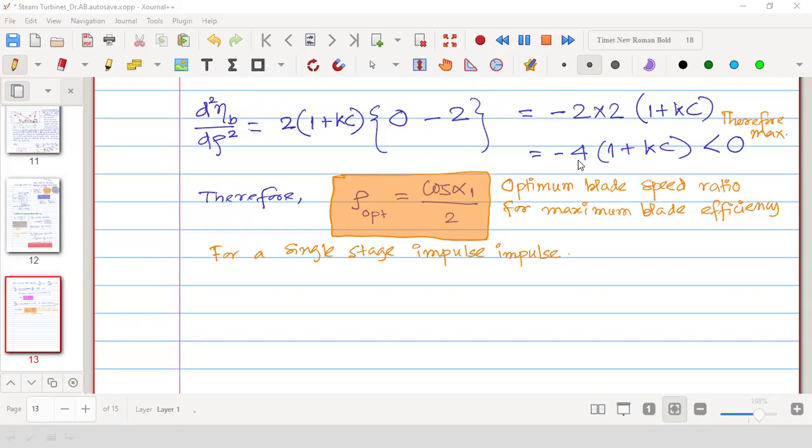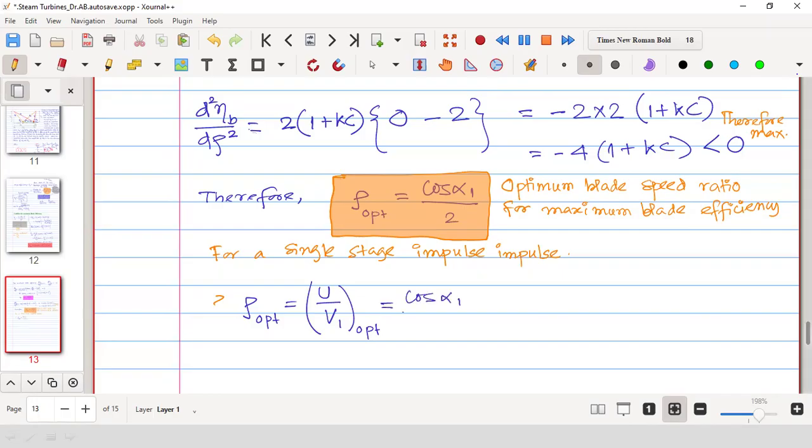Okay. So therefore, we can write that rho optimum is equal to U by V1 optimum, which is equal to cos alpha 1 by 2.